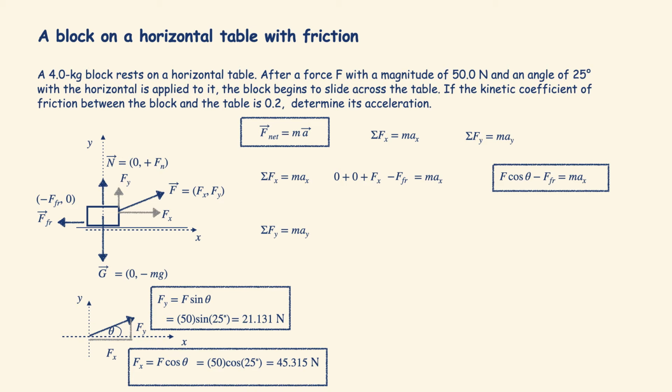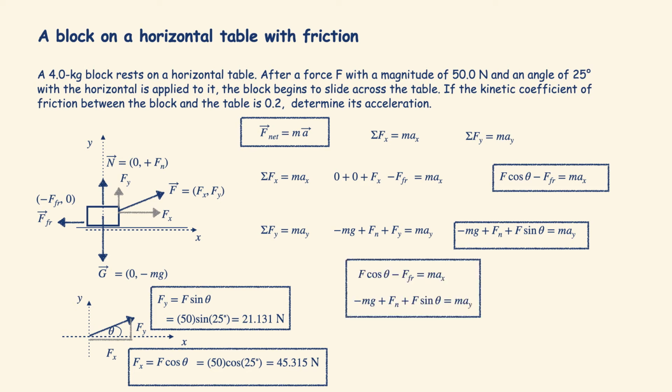Remember, gravity, the normal force, and the other force F all had y components. So here, what I had before in the previous example was minus mg plus Fn plus Fy, and technically I have to add the component for the friction, which is 0. So I end up with an equation that simply says minus mg plus Fn plus F sine theta has to be equal to may. So there are my two equations of motion that emerge from Newton's second law.